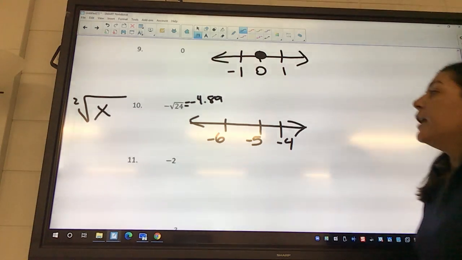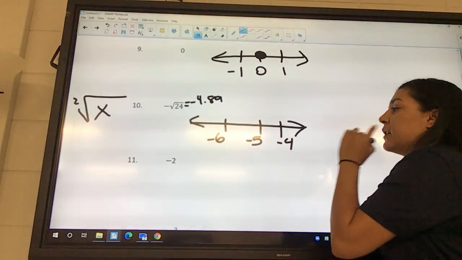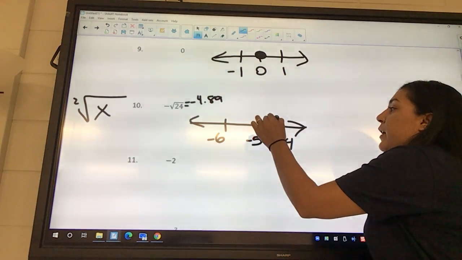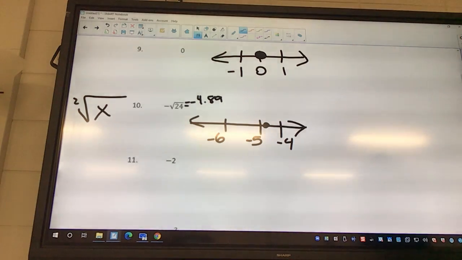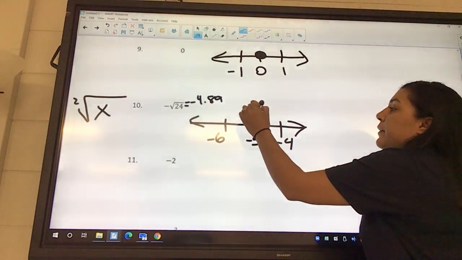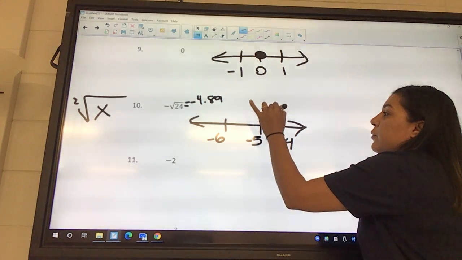So -4.89 is gonna be between the 4 and the 5, or the 6 and the 5? The 4 and the 5, okay? And obviously it wants to be pretty close over here. And so when we write that number down above it, because that lets people know what number it is, you're gonna put negative square root of 24.